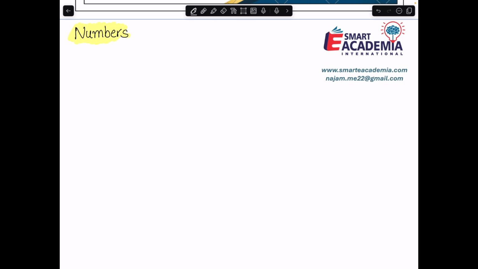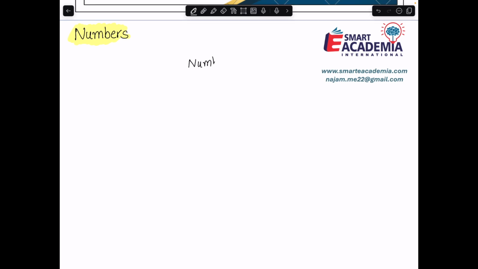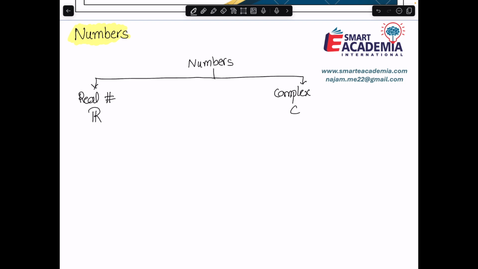Our today's topic is going to be on numbers, approximations, errors, and scientific notation. Let's look at the type of numbers that we have. Numbers can be classified into two major categories, one being real numbers and the other being complex numbers. Real numbers can be represented by the symbol R, and complex numbers can be represented by C.